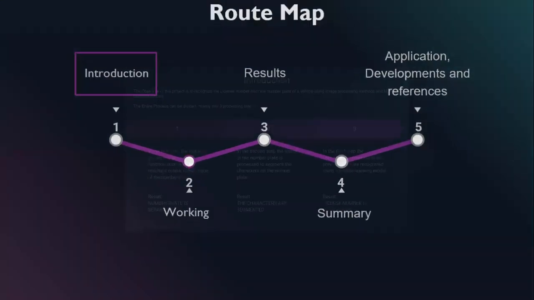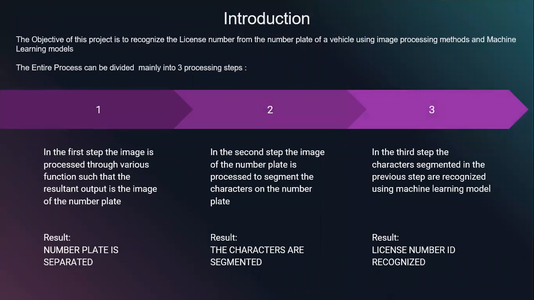So let us see about the introduction. The objective of this project is to recognize the license number from the number plate of a vehicle using image processing methods and machine learning models. In the first step, the image is processed through various functions such that the resultant output is the image of the number plate. In the second step, the image of the number plate is processed to segment the characters on the number plate. In the third step, the characters segmented in the previous step are recognized using a machine learning model.